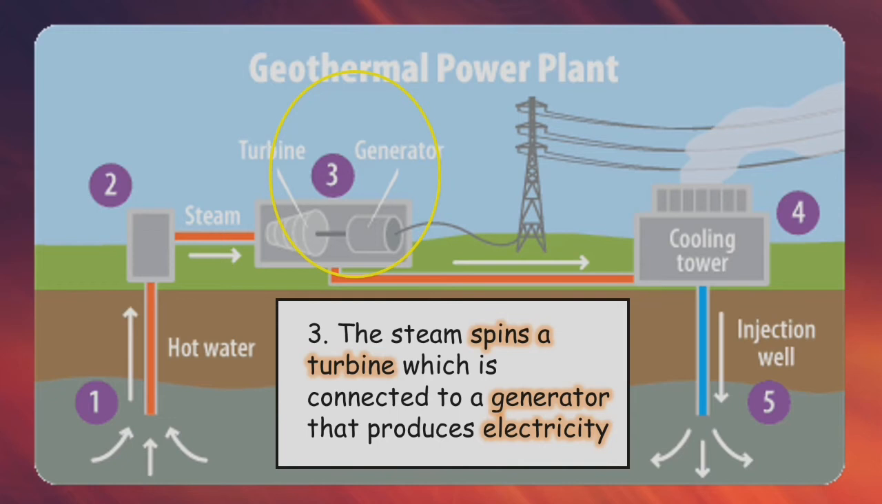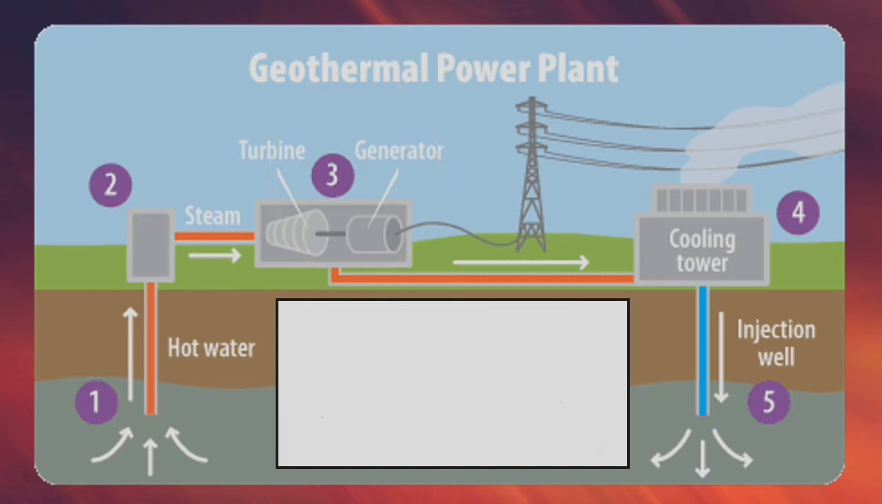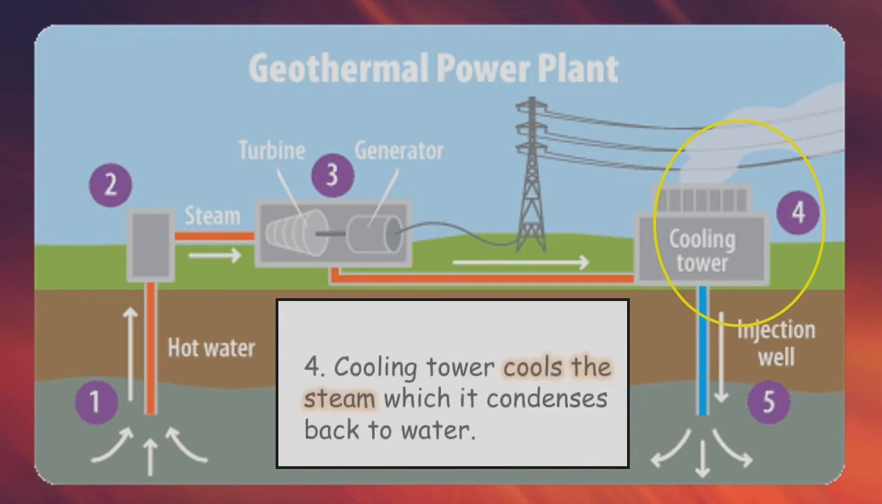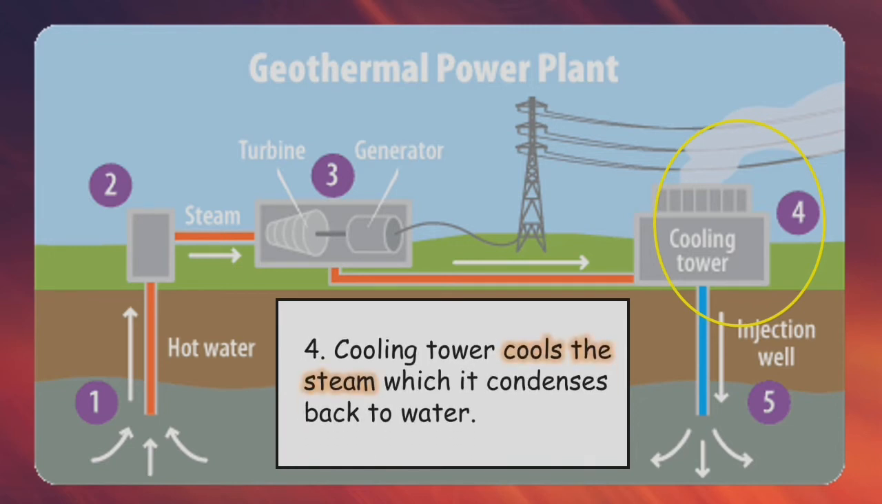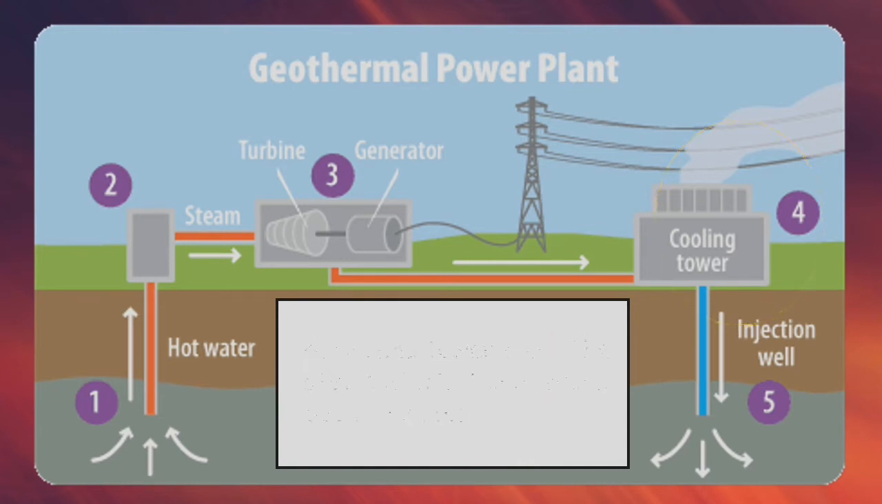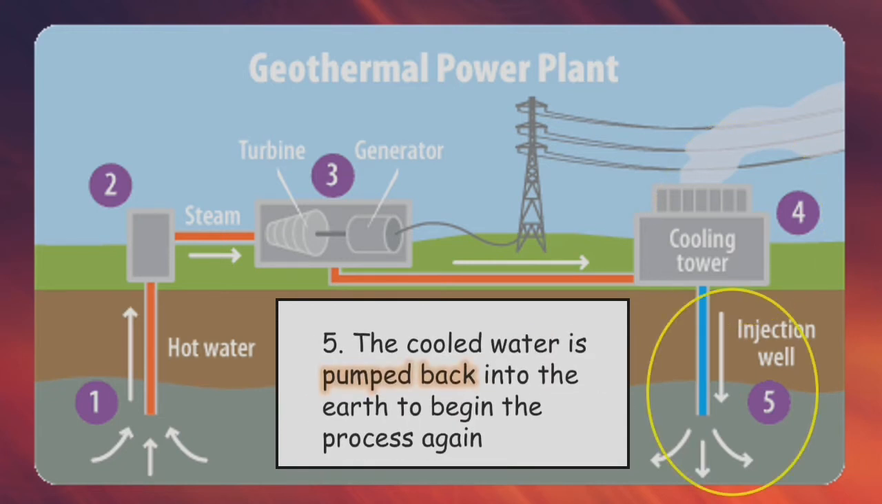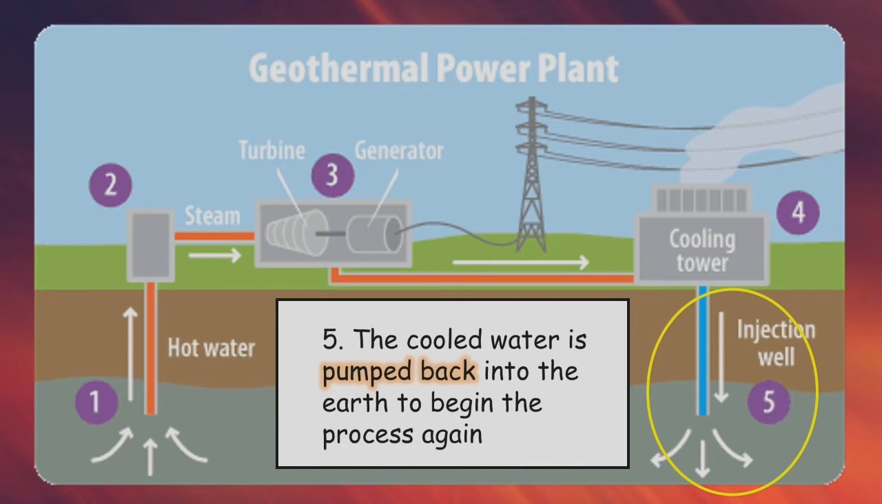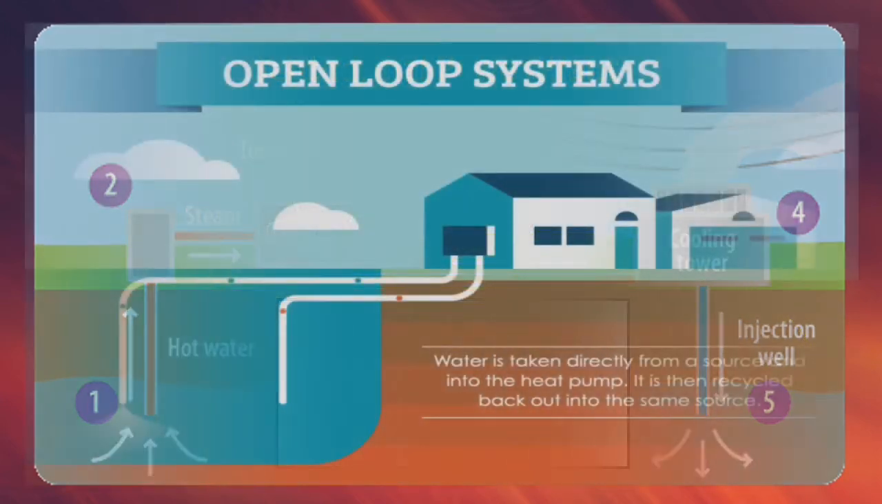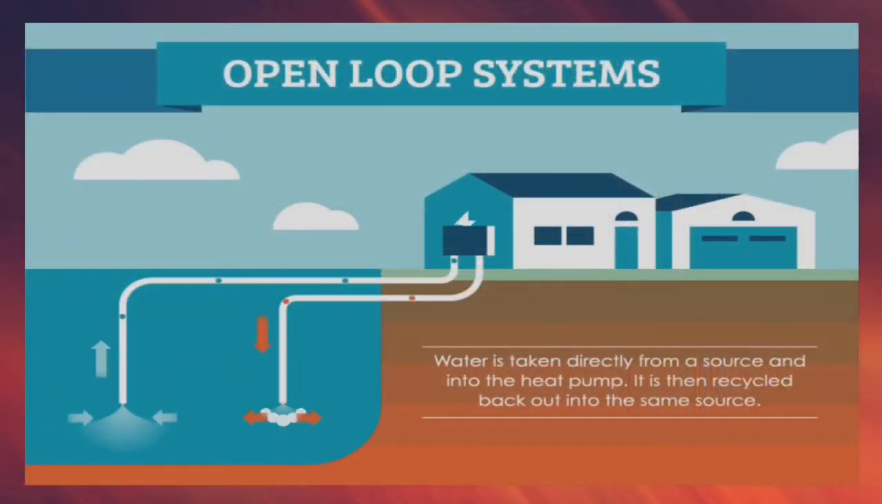The fourth one is the cooling tower. Saan ngayon pupunta? Ano ang nagaganap sa cooling tower? Cooling tower is responsible for cooling the steam which condenses back to water. And lastly, the injection well. In the injection well, the cold water is pumped back into the earth to begin the process again.